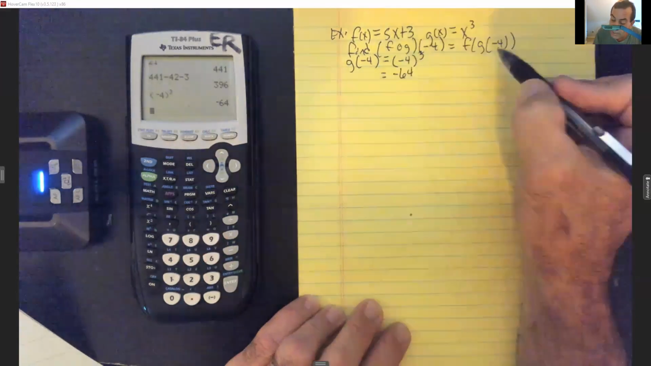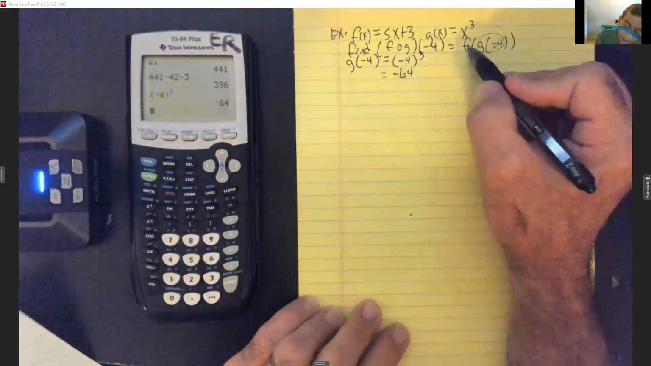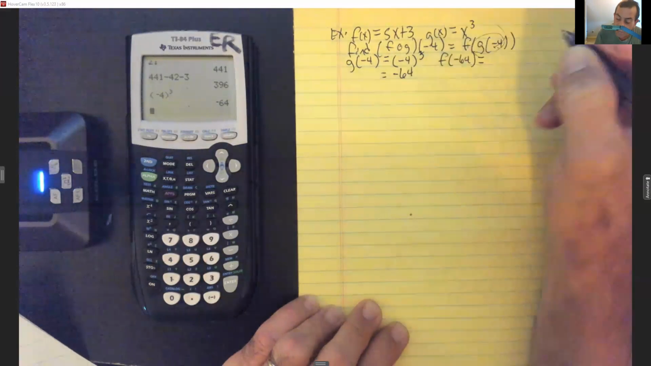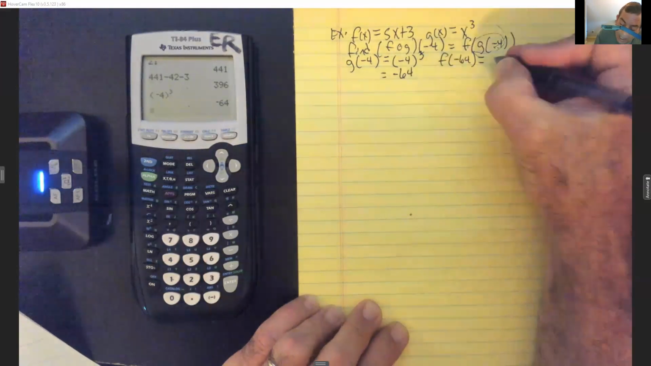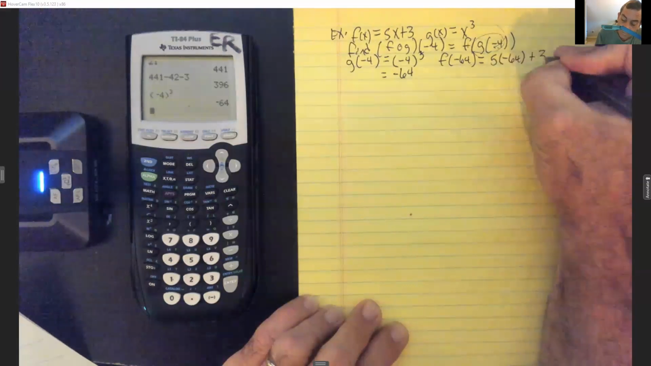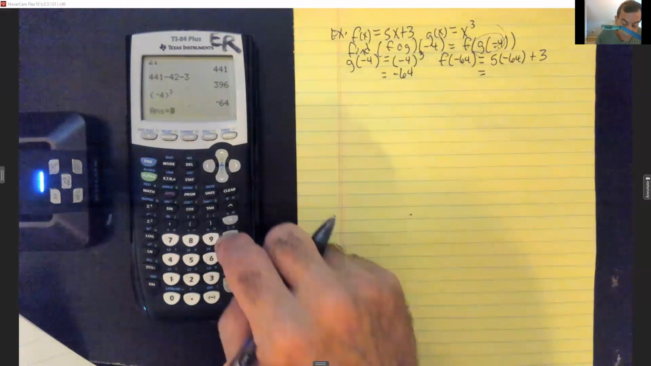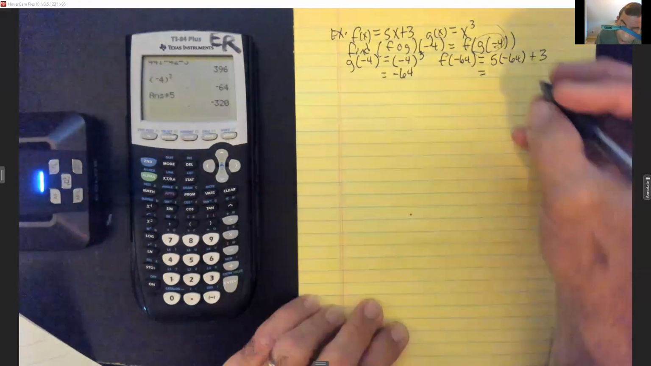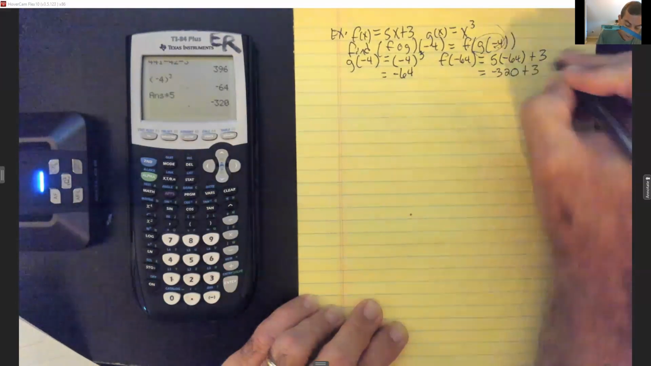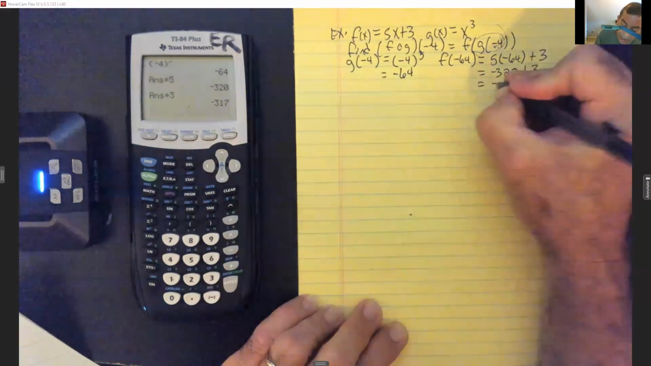So now, since that equaled negative 64, I put that into the f equation, and I find f of negative 64. So the f equation is 5 times x, which is negative 64, plus 3. All right, so negative 64 times 5 is going to give me negative 320 plus 3. So take that answer, add 3 to it, and we get a final answer of negative 317.